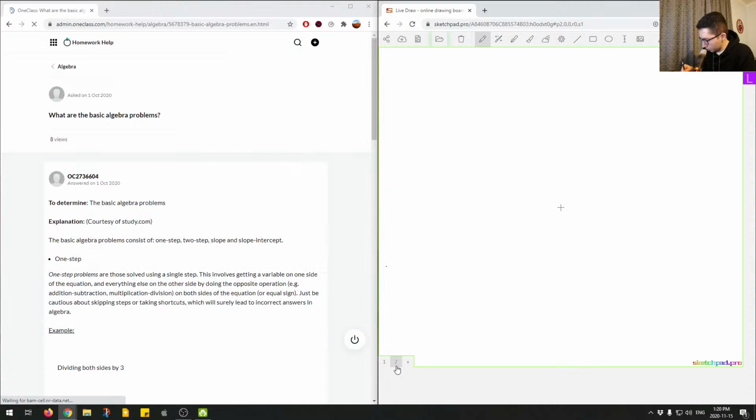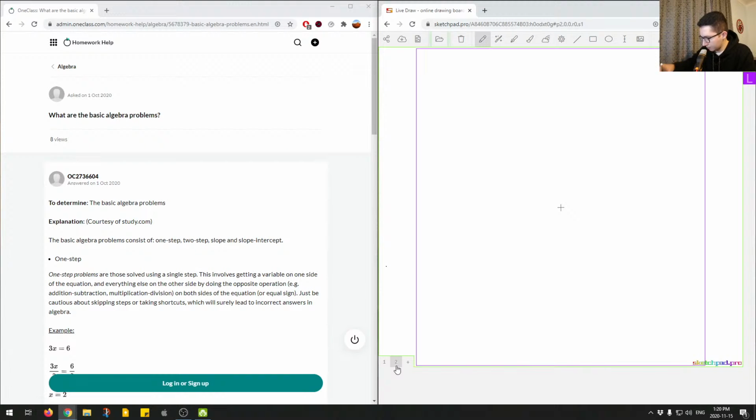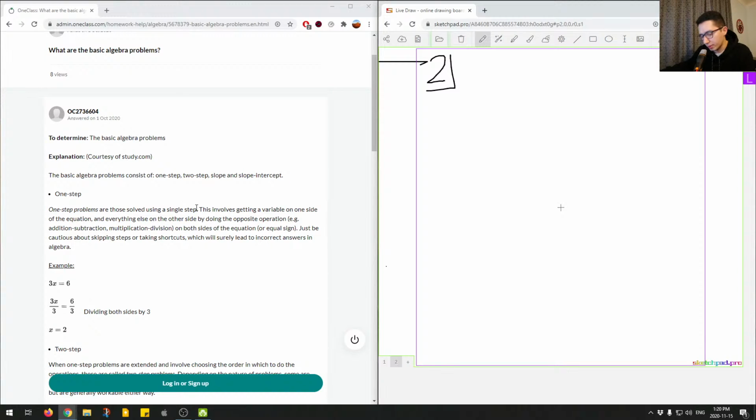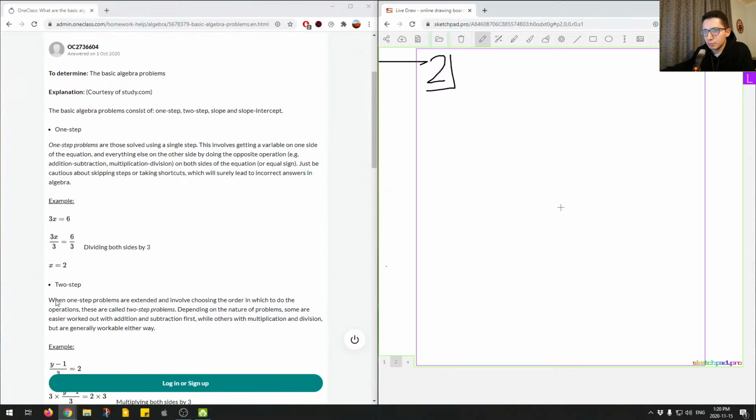Okay, so question number 2. In this question, we're not really asked anything specific. What are the basic algebra problems? So I'm going to go through what the junior tutor wrote over here to help guide the answer to this question. So to determine, this is what we've got to figure out, just an overview of basic algebra problems. There's a 1-step problem and 2-step, so they have 1 step over here and 2-step.